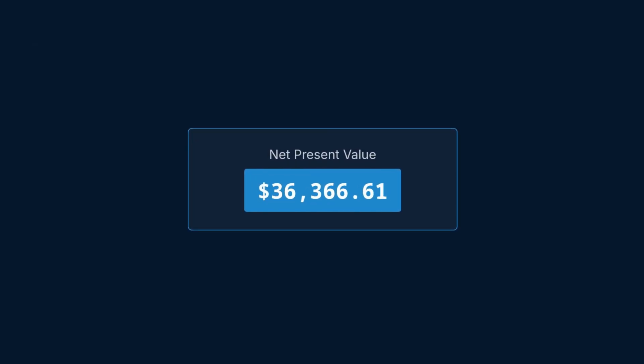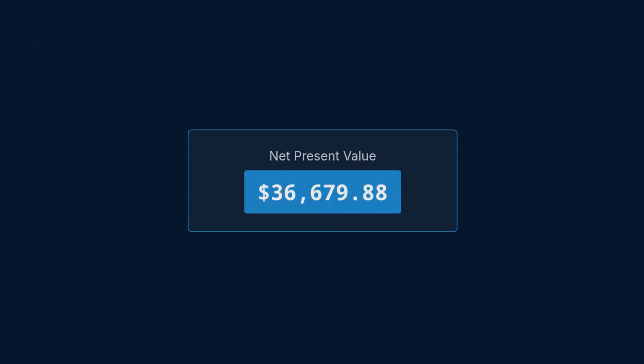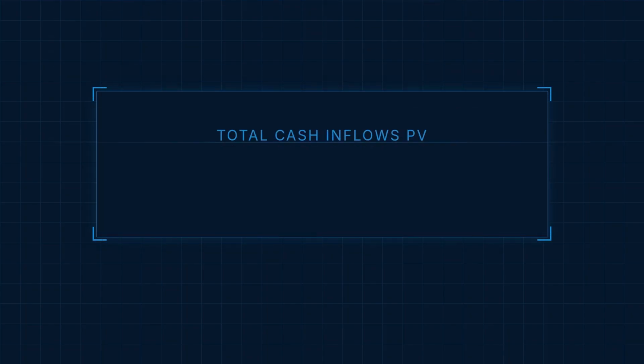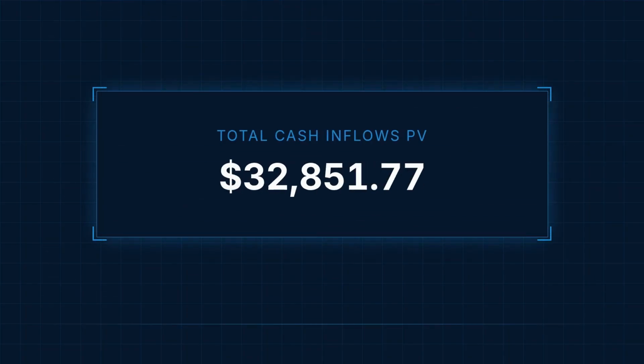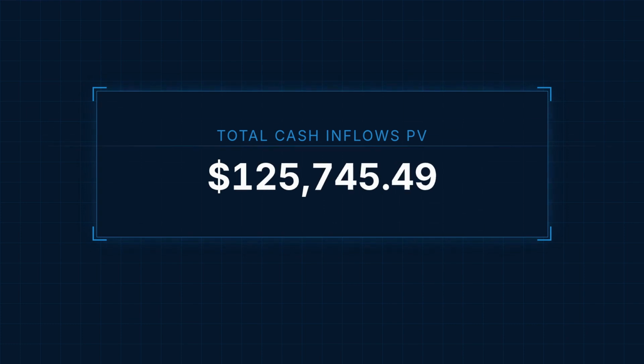Click Calculate. The results show a net present value of $36,679.88. The total cash inflows PV is $136,679.88. The project period confirms 5 years with an 8% discount rate.